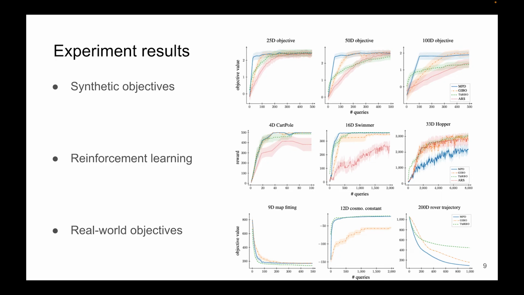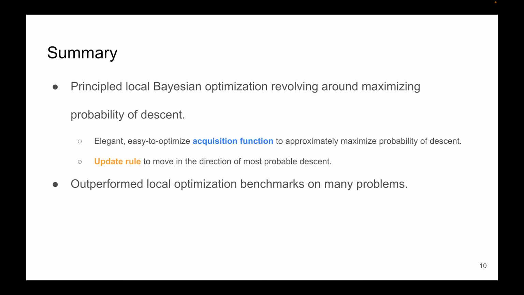Here is our experiment result, which shows that our policy MPD is competitive against other baselines, especially BBO, which is our closest competitor. Our method also scales well to high dimension.